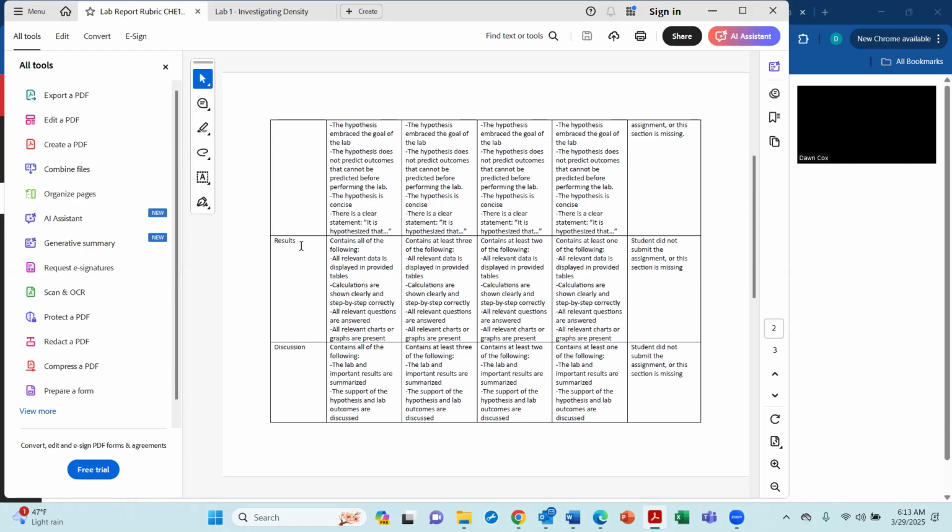Fourth category is results. I already talked about what should be included in that section, so I'm not going to go over that again. And then finally, the discussion is the last category. And I already went over what's expected in that section. So there is the rubric that we use for grading.